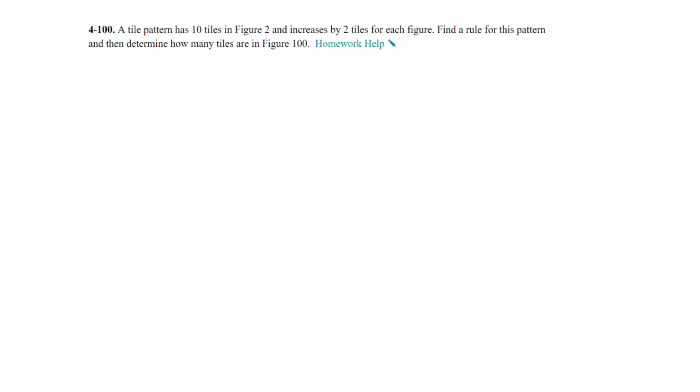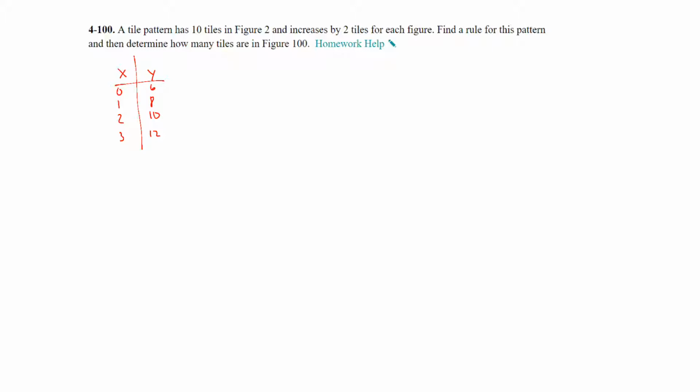100. A tile pattern has 10 tiles in figure 2 and increases by 2 tiles for each figure. Find a rule for this pattern and then determine how many tiles are in figure 100. So, create a little table of what we already know. We know figure 2 has 10 and it increases by 2 tiles, which means it also decreases by 2 tiles.